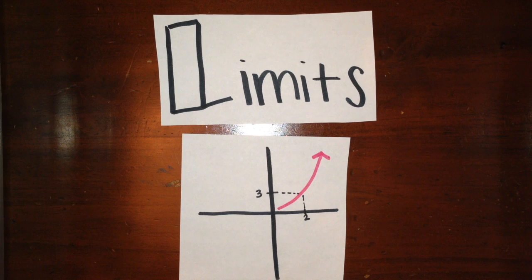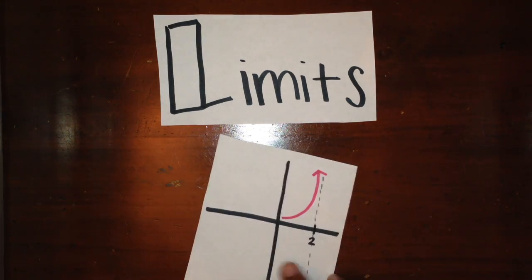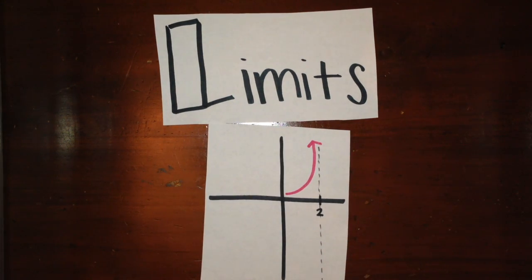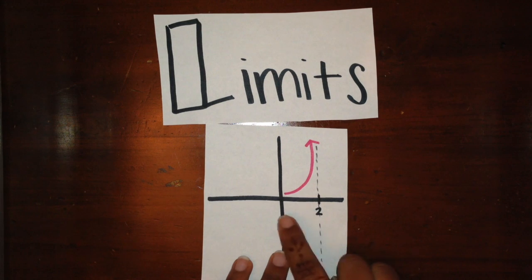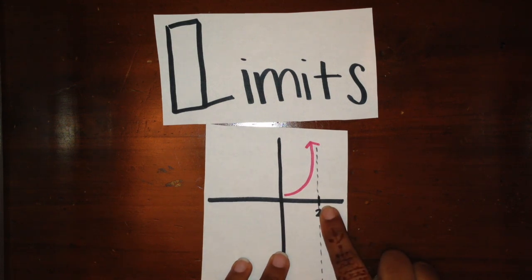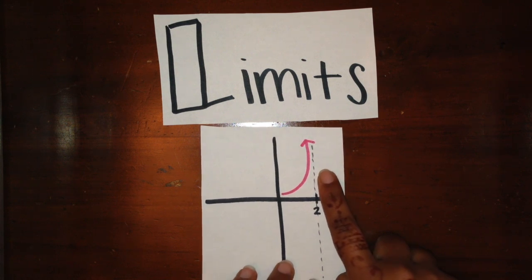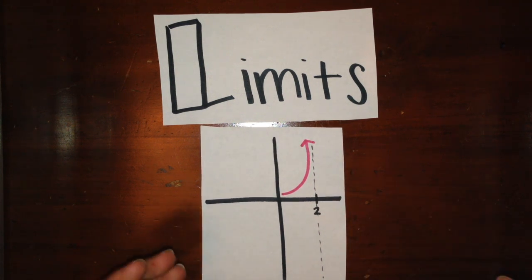But let's take a look at a graph where you have a vertical asymptote. As you can see here, as f of x approaches 2, it never actually hits 2, it just keeps on going to infinity. Or at least your y value keeps on going to infinity. So your limit here, as x approaches 2, is infinity.